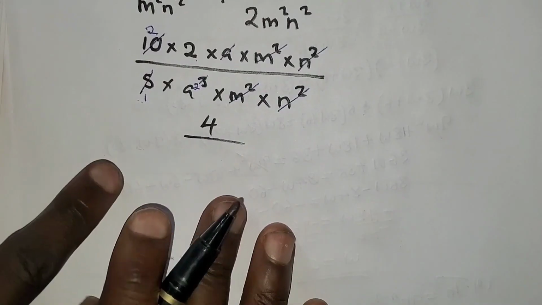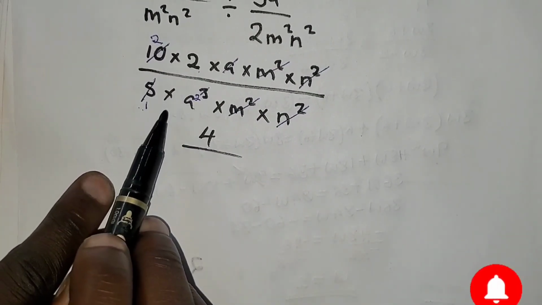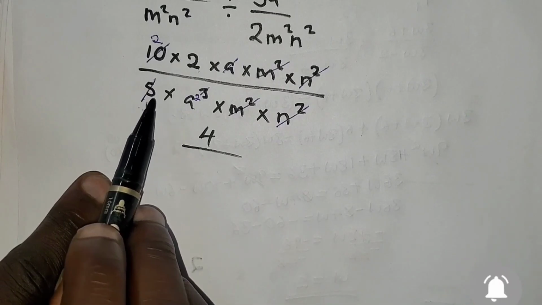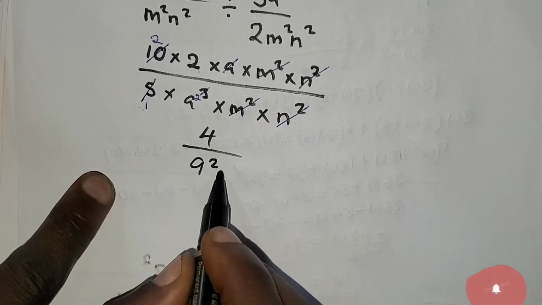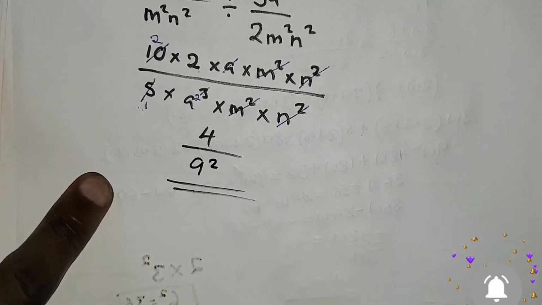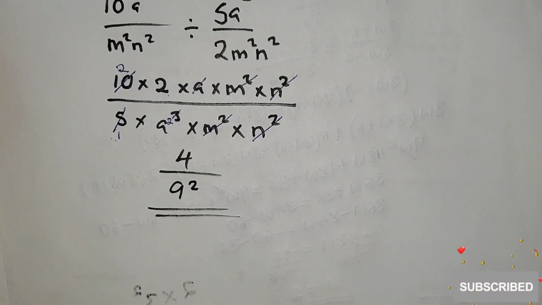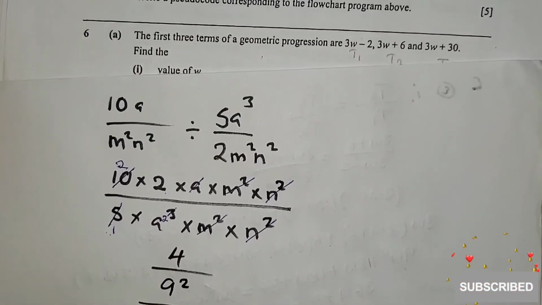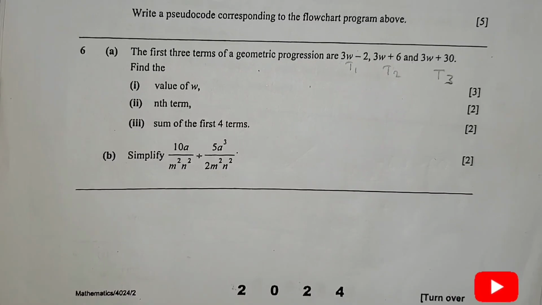Then down here, we have a to the power 2. That's it. That's what we have. So this is the answer to question 6B.